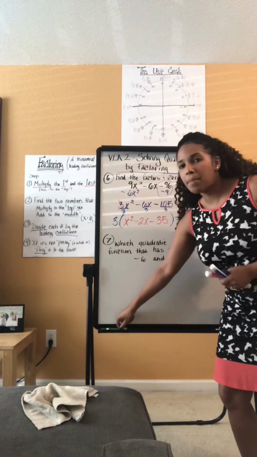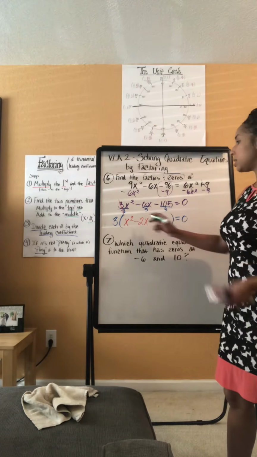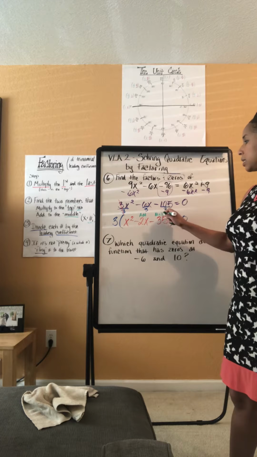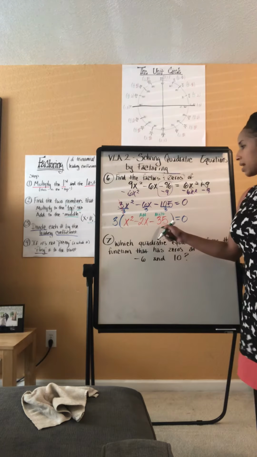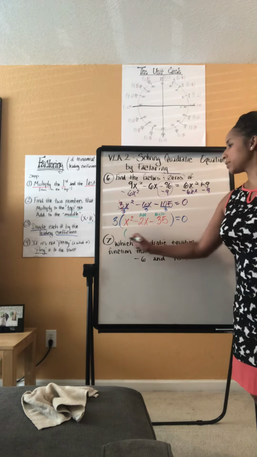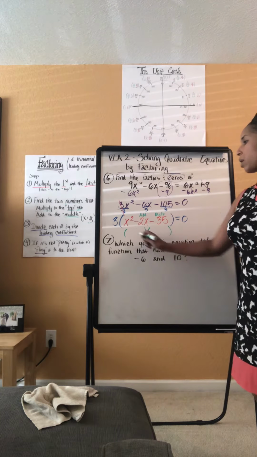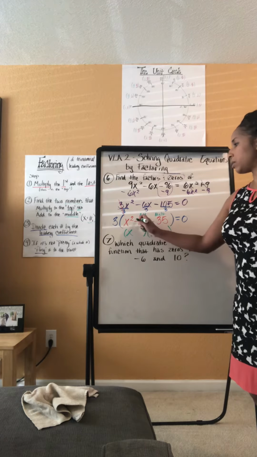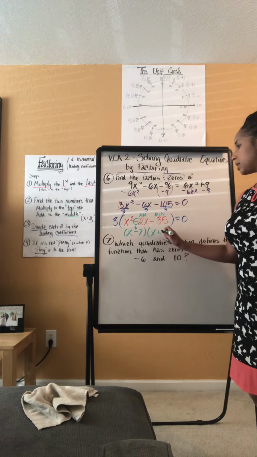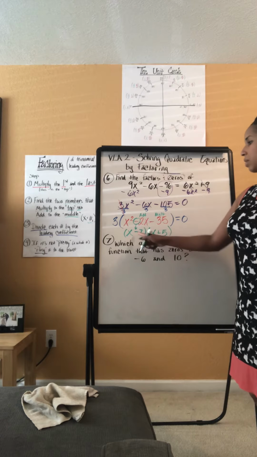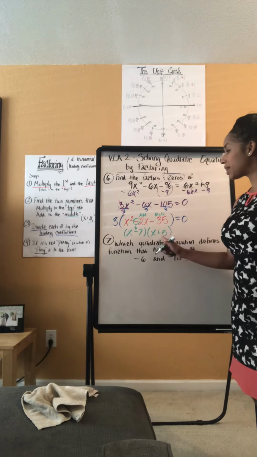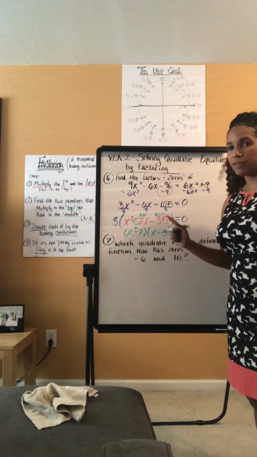Okay, so now I'm back to my add multiply stage. I need the numbers that add to the middle and multiply to the last. The numbers that are going to multiply to negative 35 and add to negative 2 are, and I know the bigger of the two is going to be negative, I'm going to go with a negative 7 and a positive 5. So negative 7 times 5 is negative 35. Negative 7 plus 5 is negative 2.